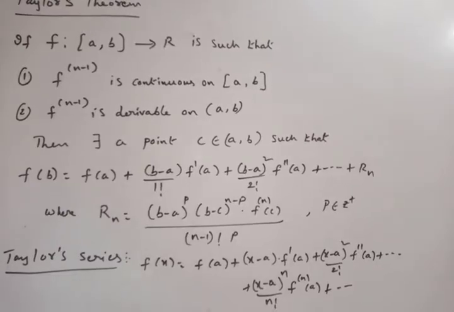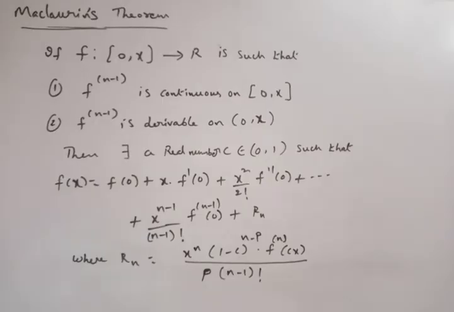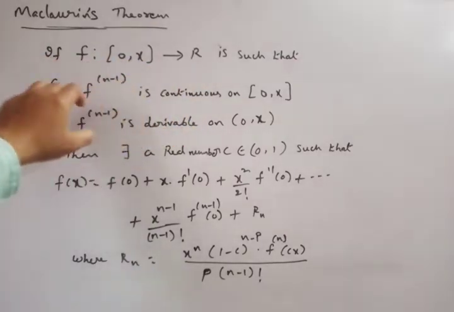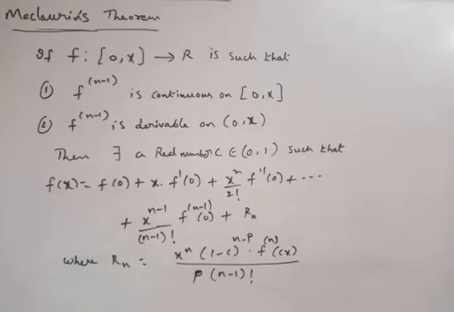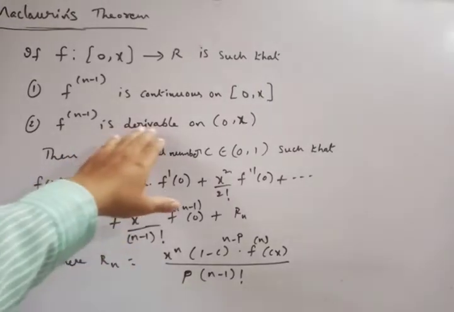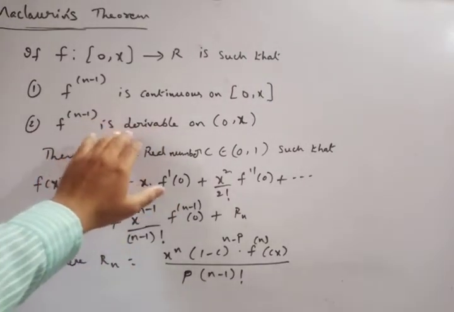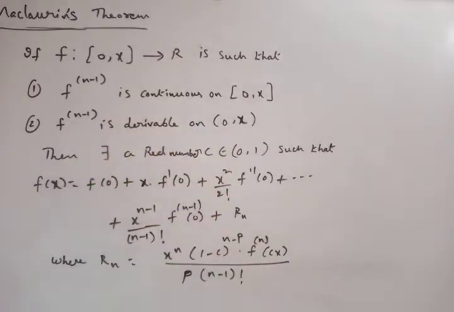Next, another one is what? We have Maclaurin's theorem. Let us take the definition of Maclaurin's theorem. If f maps [0, x] to R is such that f power n minus 1 is continuous on the closed interval [0, x], and second point is f power n minus 1 is derivable on the open interval (0, x).